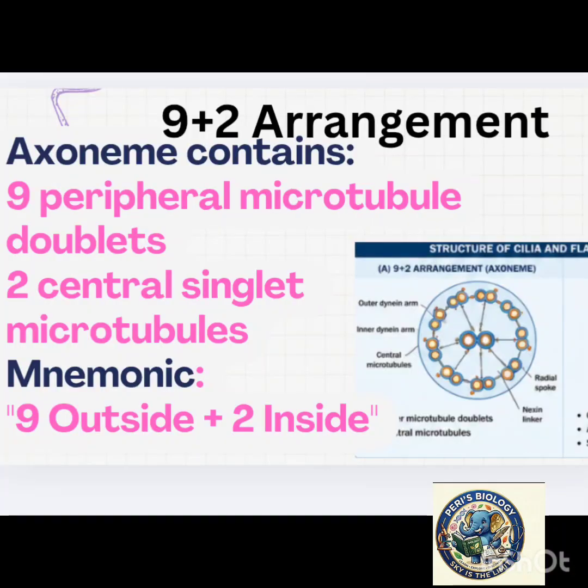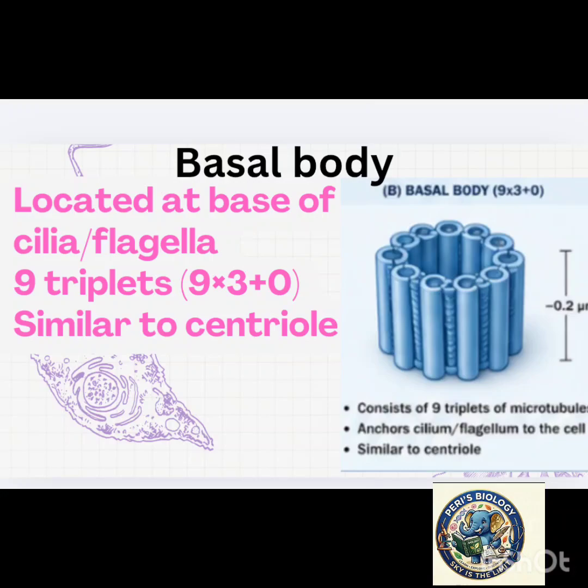Cilia and flagella have 9+2 arrangement of microtubules. 9 pairs of microtubules are arranged outside in the form of circle or cylinder. The two single unfused microtubules are present in the center. This structure is called axoneme. This helps cilia and flagella move the cell or move fluid over the cell surface.